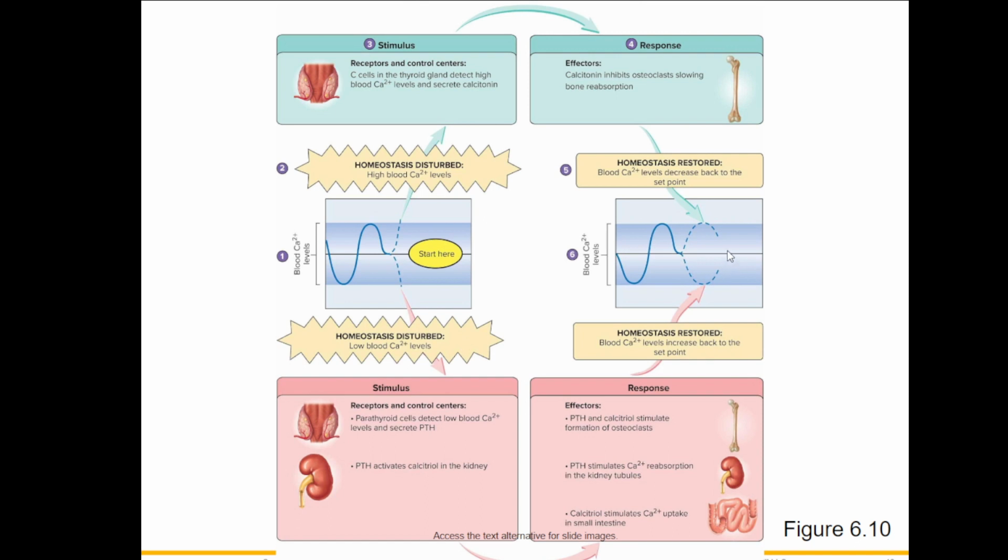Okay? So what if the amount of calcium is too high? If the amount of calcium in the blood is too high, it will be detected by the body as well. So the C cells in the thyroid gland will detect it and they will secrete calcitonin. And calcitonin will inhibit the activity of the osteoclasts. So if the osteoclasts are stopped, then calcium levels will go down.